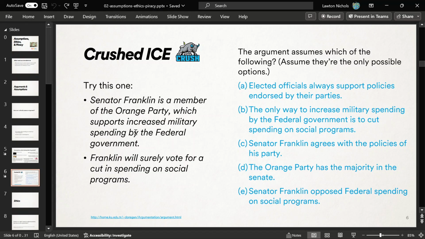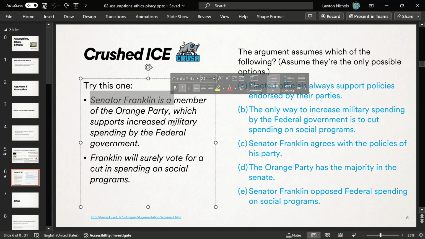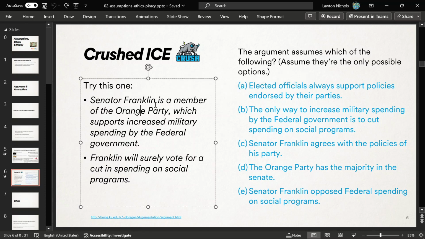So here is an argument. All right. Let's see. Senator Franklin. I stole this from the internet. Senator Franklin is a member of the Orange Party. Apparently, the Orange Party supports increased military spending by the federal government. Okay.